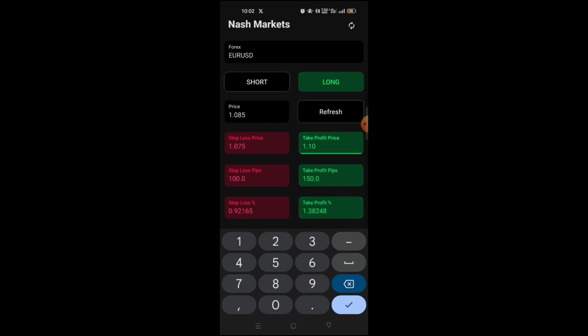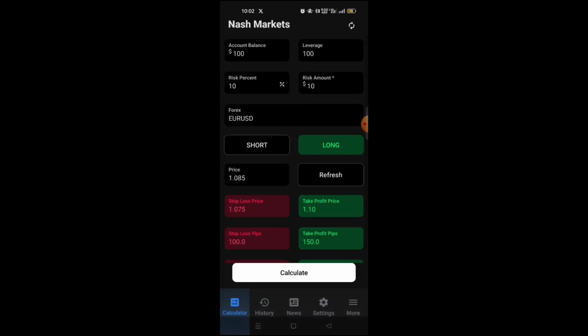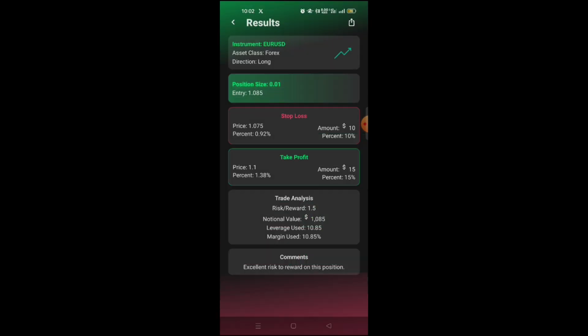As you can see now, it automatically tells you that this stop loss is 100 pips, the TP is 150 pips, and the percentage, you see everything here. So it means you are risking 100 pips for 150 pips. If you click calculate, it will give you the exact lot size that you will put in your MetaTrader. So if I click calculate now, what it is telling me is that I should use 0.01 lot size.